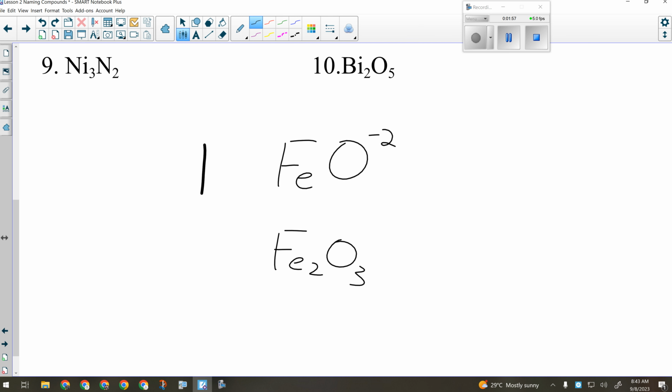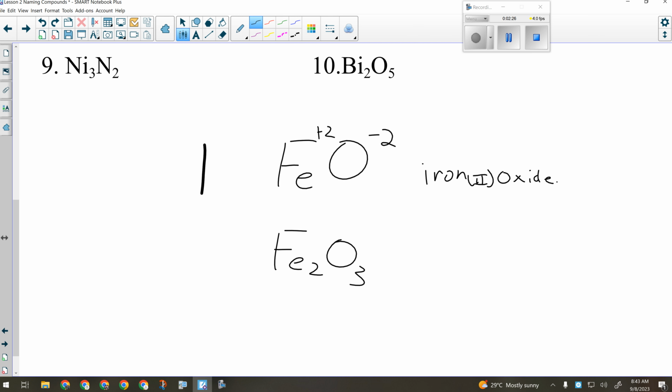What overall charge do all ionic compounds have to have? 0. That means the number of negatives and the number of positives has to be equal. If I've got one oxygen with a -2 charge, I have to have one iron with a +2 charge. So this stuff was called iron Roman numeral 2 oxide.